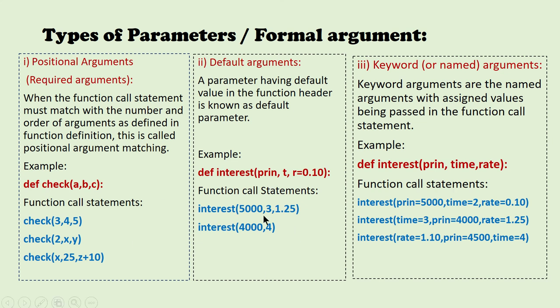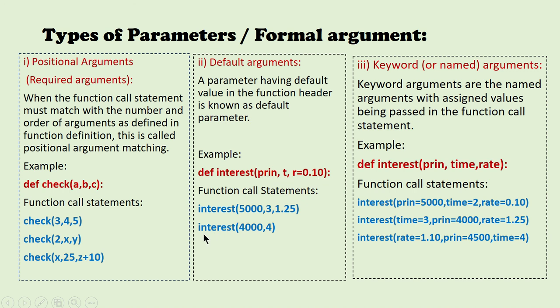So here you have written the function with the default value. If you want to change to a new value, yes, you can. Whatever new value you have given will be considered the new value. However, you can also write the function call statement without giving a value for the default argument. Here, how many arguments are there? There are 3 arguments: P, T, and then R.